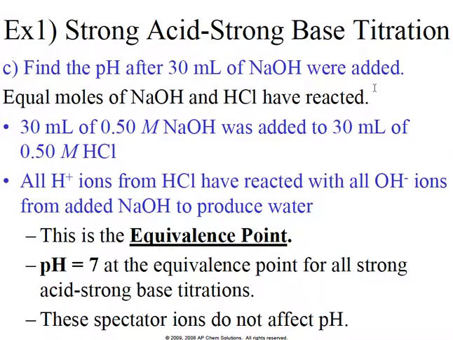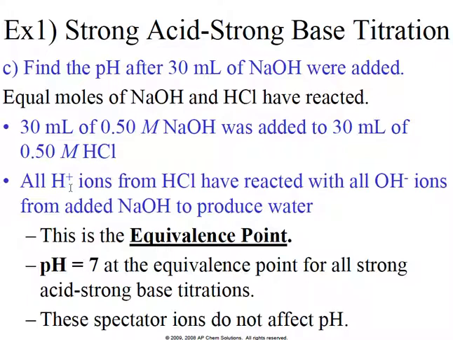Now find the pH after 30 milliliters of NaOH were added. We're going to do the same thing again, just like before: 30 milliliters of NaOH was added to the 30 milliliters of HCl. We find the moles of the NaOH, and then subtract that from the HCl. In this case, the moles of NaOH will equal the moles of the hydrochloric acid. So all the H+ in the HCl will be used up, and this is what we call the equivalence point. The amount of hydrogen ion is equal to the amount of hydroxide ion. Now they're neutral. Because there's no longer excess hydroxide ion or hydrogen ion in the solution, the pH is now 7.